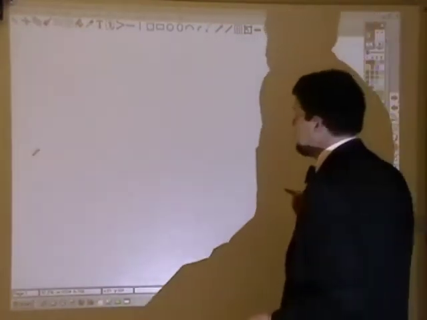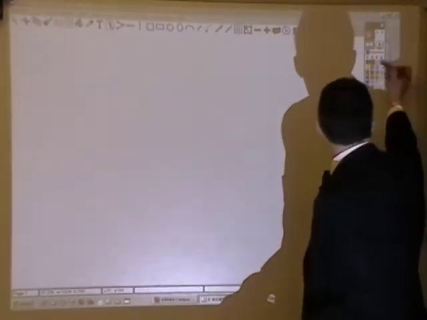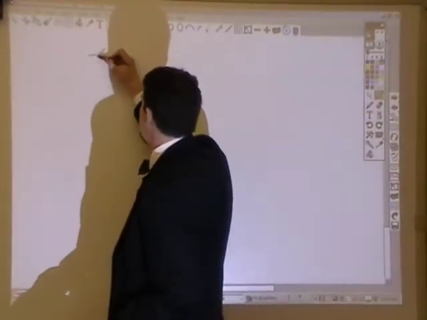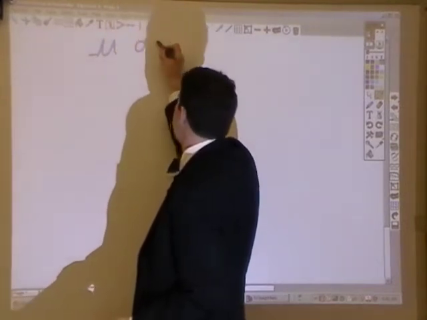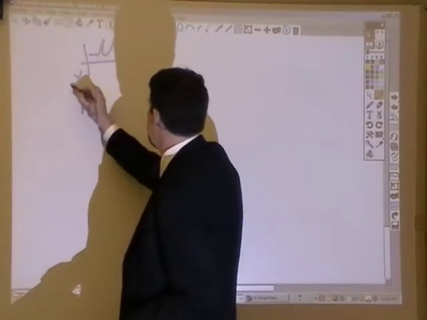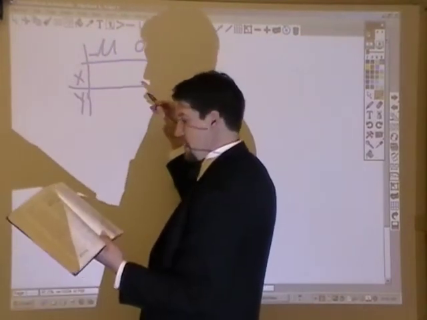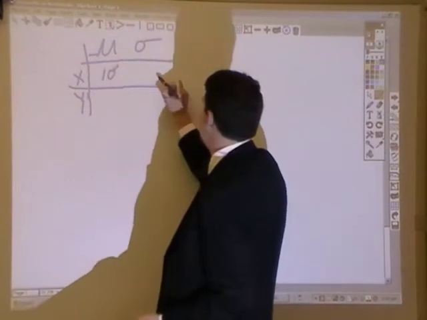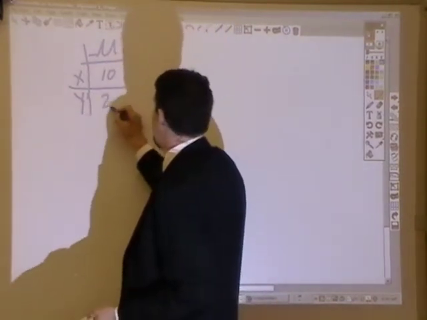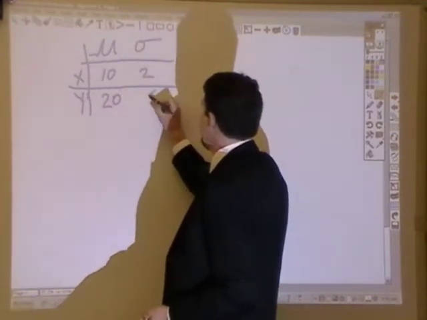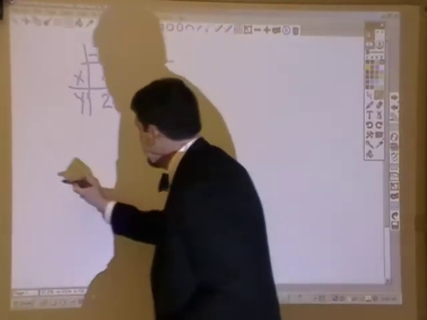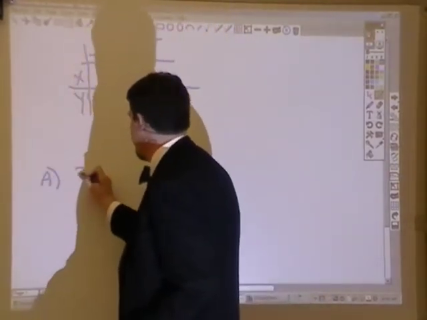So as we look at this, I want to go with the color blue because it's much better for me. Here we have a mean and a standard deviation for distribution x and distribution y. The mean for distribution x is 10 and the standard deviation is 2, and for y the mean is 20 and the standard deviation is 5. The very first problem, A, says we've got 3 times distribution x.